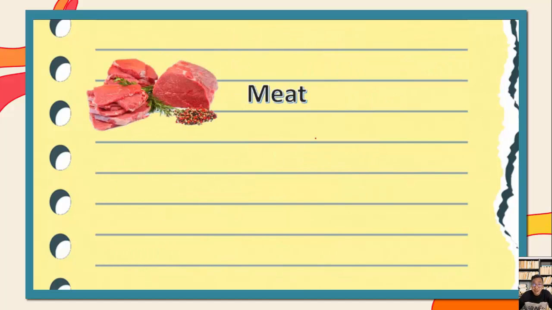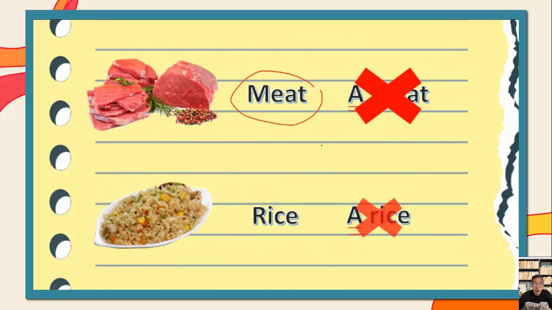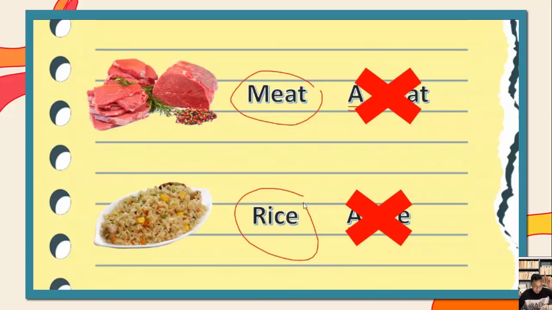So with uncountable nouns, can we put a? No, we cannot put a. We put meat and rice alone. Okay? All right.